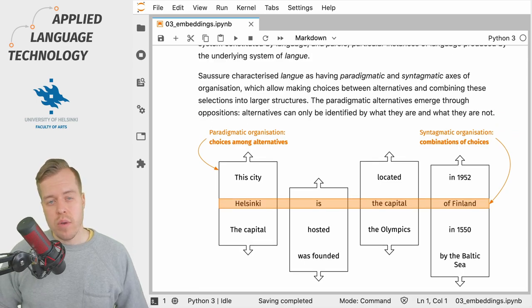In the following videos, we will explore the distributional hypothesis from both paradigmatic and syntagmatic perspectives, while seeking to quantify information about the occurrence of linguistic units on both axes of organization.